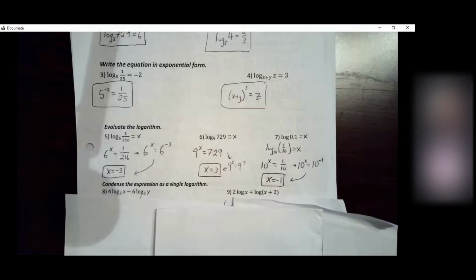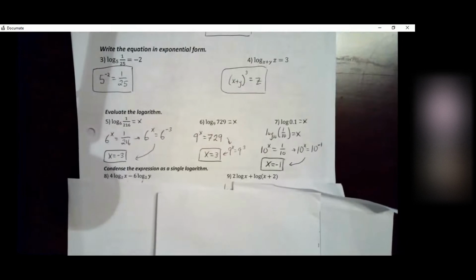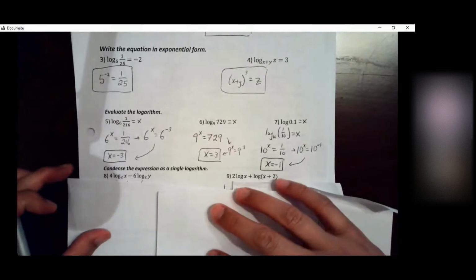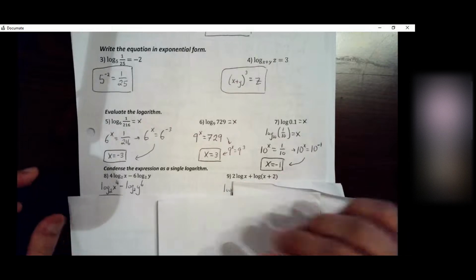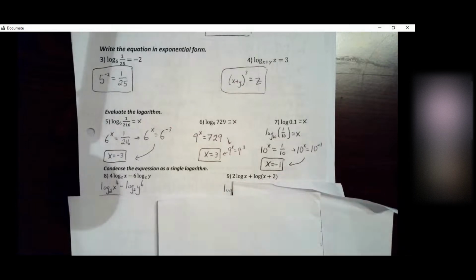Okay, condensing into a single log. So log 2x to the 4th minus log 2y to the 6th. Yeah, bring the exponents up. And then that'd be log 2x to the 4th over y to the 6th. Yeah, quotient property.